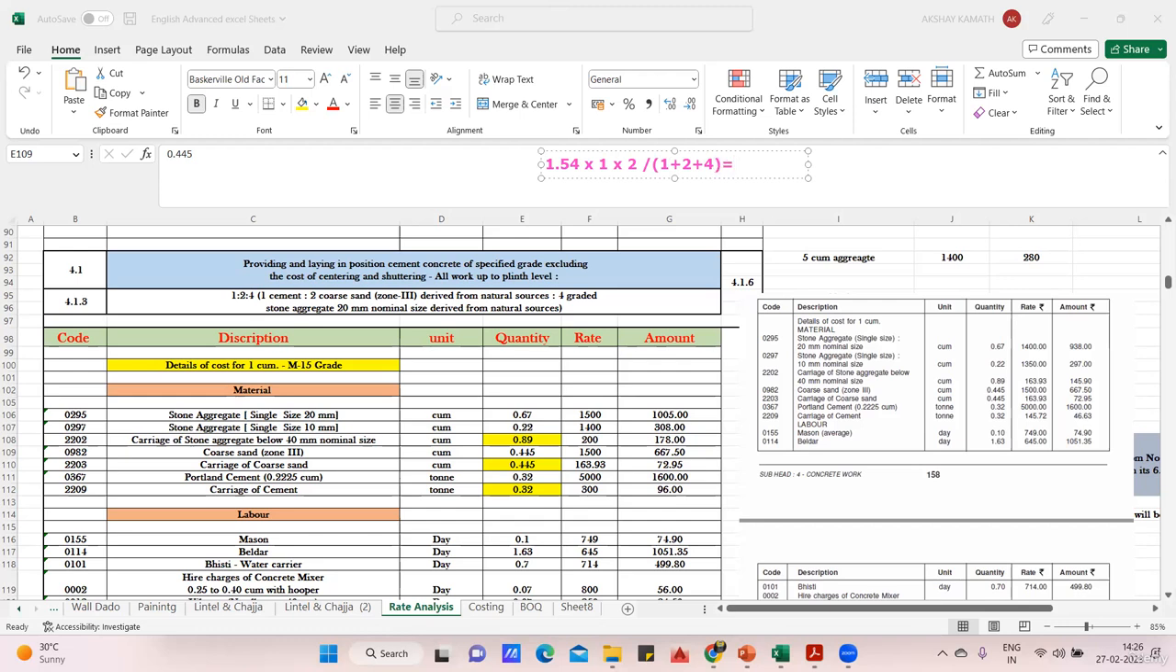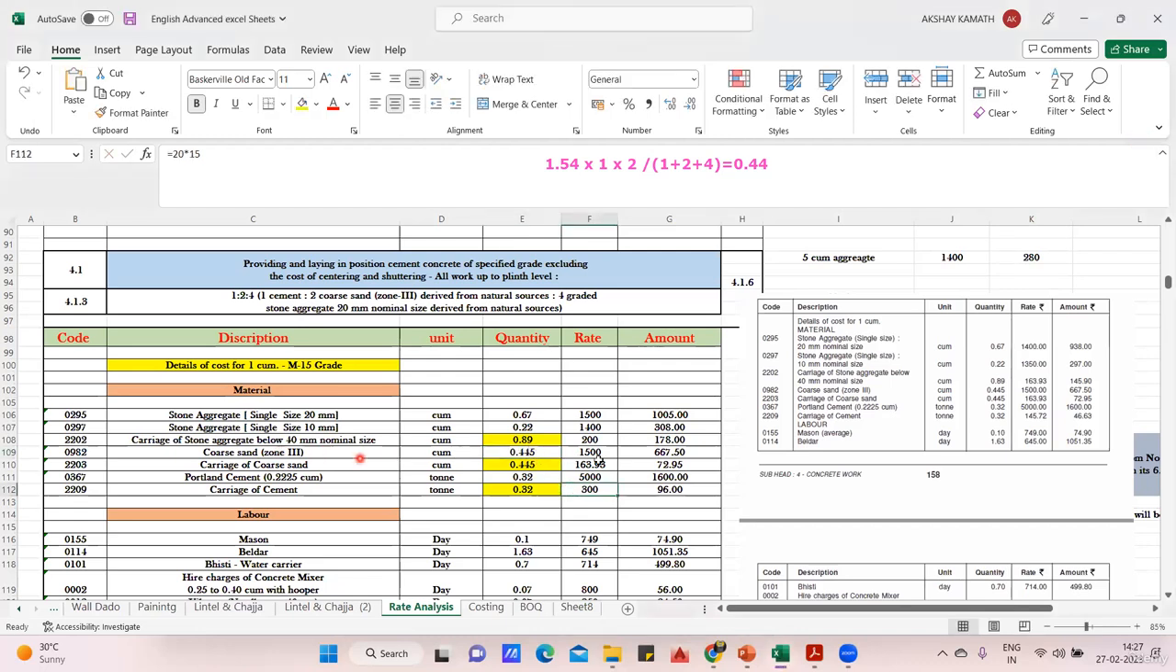Try to do this. How much are you going to get? Tell me. 1.54 multiplied by 1, multiplied by 2, divided by 7. So you get 0.44. That is the reason you can see here 0.445 has come for coarse sand.